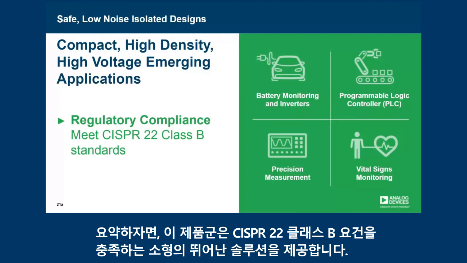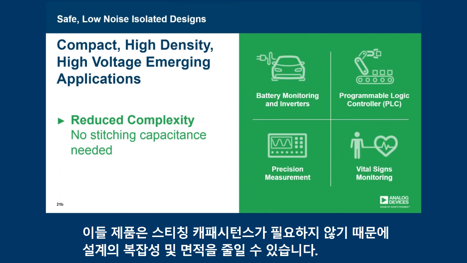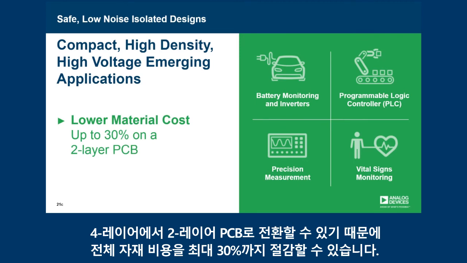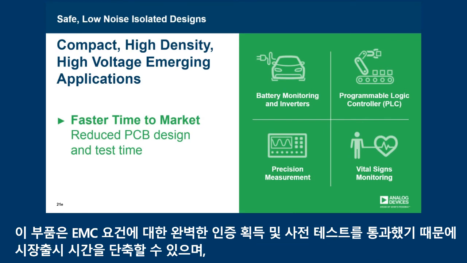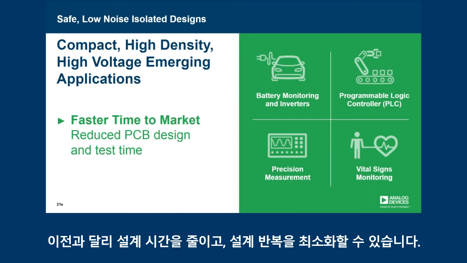So in summary, this family of products provides a nice compact solution that meets the CISPR 22 Class B requirements. Products reduce the complexity of your design and reduce area since there is no stitching capacitance needed. Your overall material costs go down by up to 30% because you're switching from a 4-layer to a 2-layer printed circuit board. The application size can be reduced by up to 40% by eliminating that stitching capacitance. And overall time to market can be improved since the part is fully certified and pre-tested to EMC requirements and can help reduce the design time and minimize any design iterations that might have been required in the past.